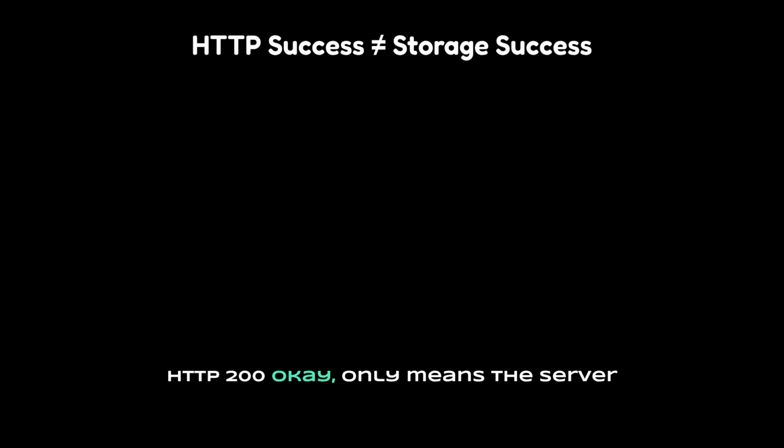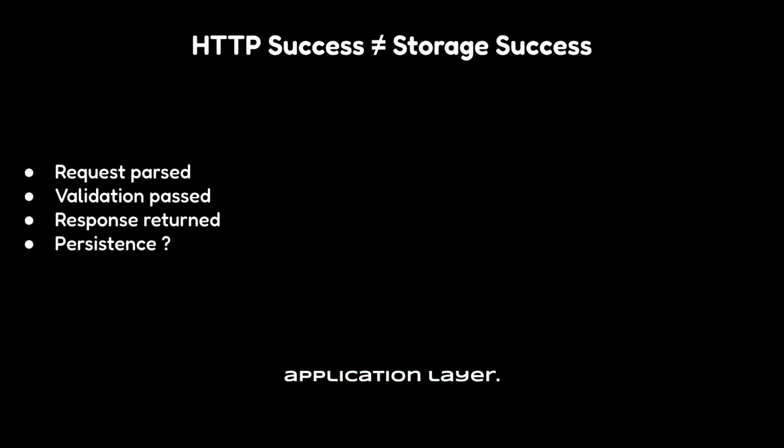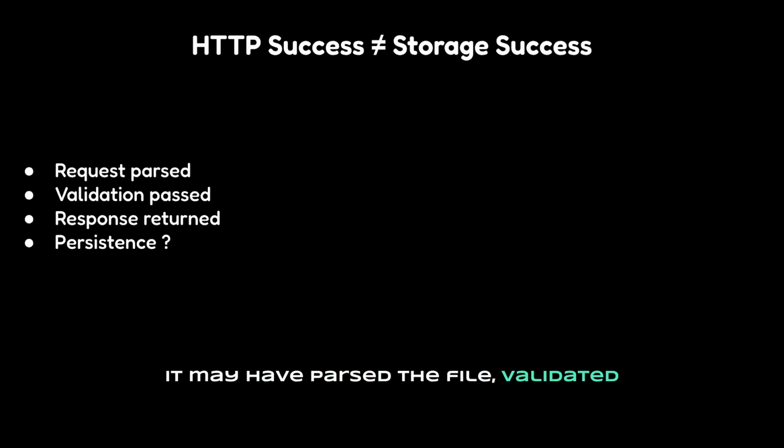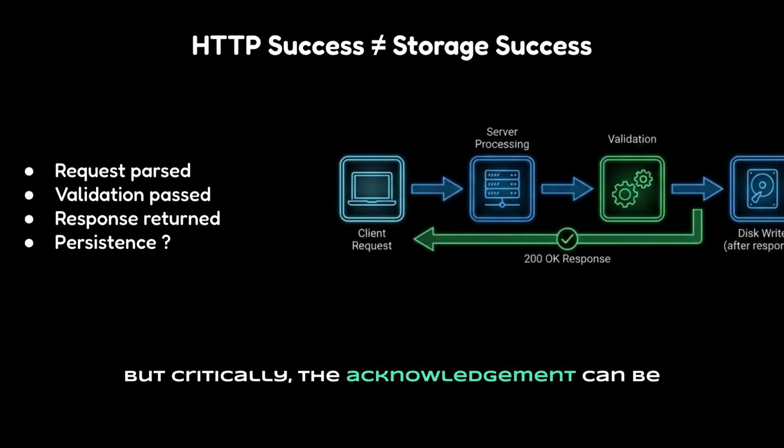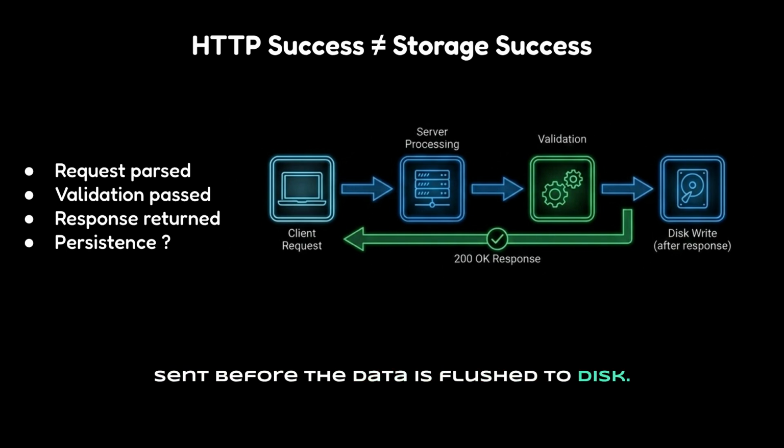HTTP 200 OK only means the server successfully processed the request at the application layer. It may have parsed the file, validated metadata, and queued a write operation. But critically, the acknowledgement can be sent before the data is flushed to disk. Many high-performance systems optimize for latency by responding early. The write might still be buffered in memory, waiting for disk I/O. If power fails or the process crashes before persistence completes, the client believes success occurred, but no durable state exists.